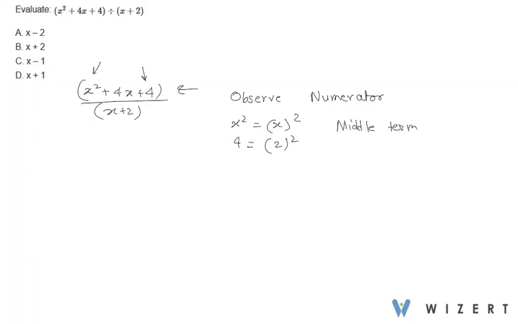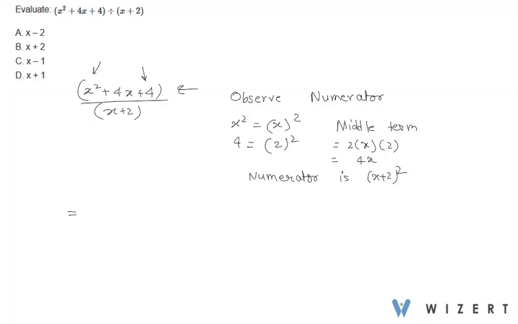Middle term, if x square plus 4x plus 4 is the perfect square of x plus 2. So for this to be the perfect square of x plus 2, the middle term has to be 2 into x into 2, which is 4x. So the numerator is x plus 2 whole square.